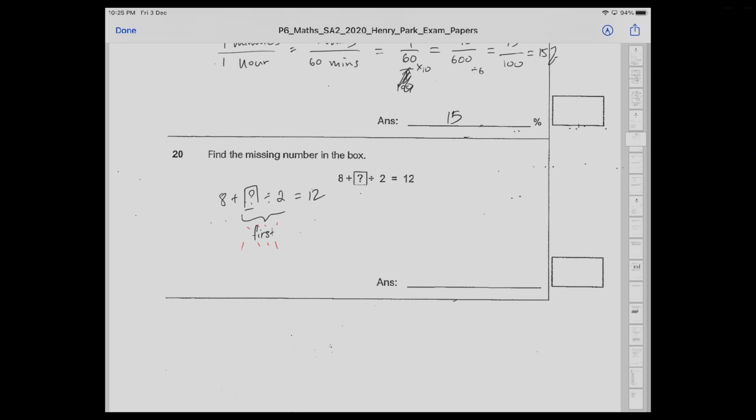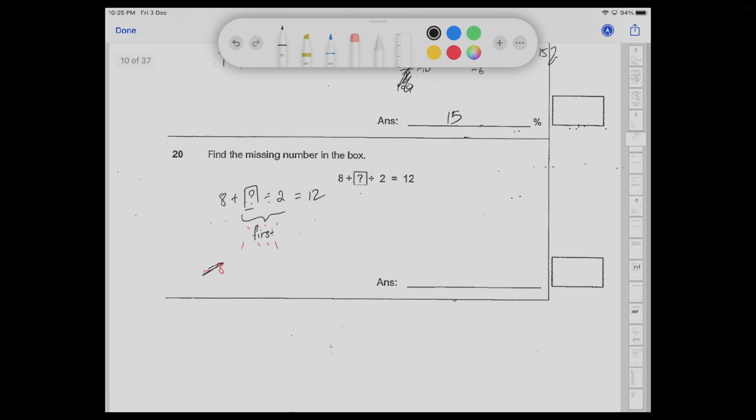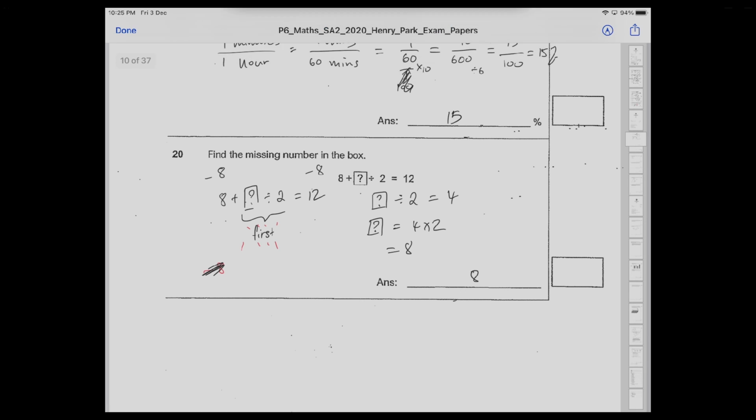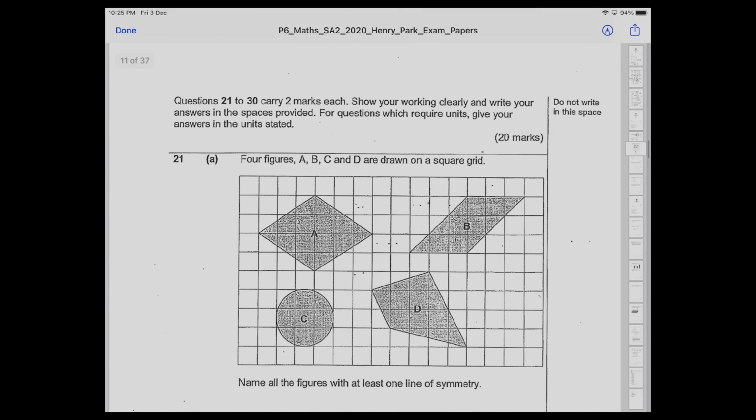So what can you do to simplify this equation, right? You can take away 8 from the equation. That's basically the most important thing you need to do right now. So you minus 8. Let me change my ink. You minus 8 from both sides, right? And you get question mark divided by 2 equals 12 minus 8, 4. Divided by 2, you just times 2. So now your question mark is just 4 times 2, 8. The answer is 8. Let's move on to the next question.